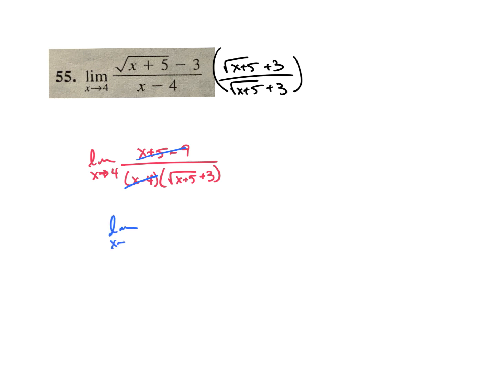So now I have a limit as x approaches 4 of 1 over the square root of x plus 5 plus 3. So now what do we get to do? Direct substitute. We get to substitute in. And so when we substitute in, what do we get? We get 1/6. And so my limit is equal to 1/6.